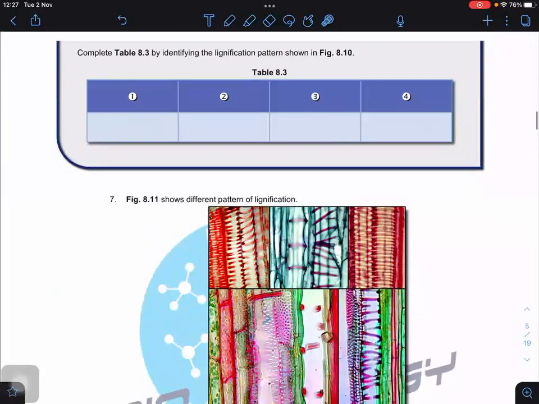So fill up. Number one, we just now know that is annular. Okay. Number two is spiral. Number three, we have the reticulate or reticulated, and number four is called pitted. Okay, so number one and number two are used for the young plant. Number three and number four only for those when you go taller and matured plants.